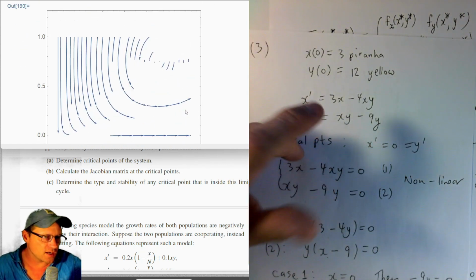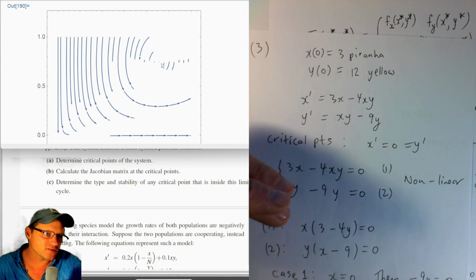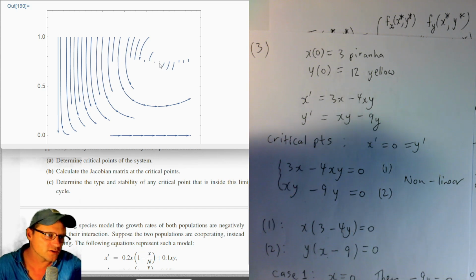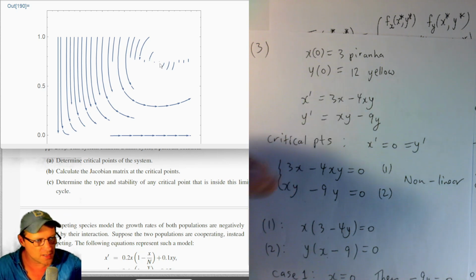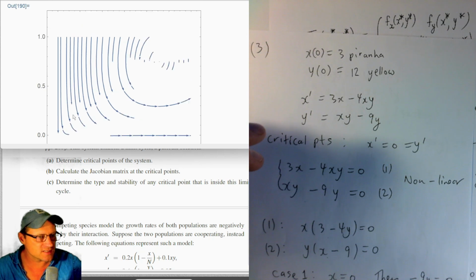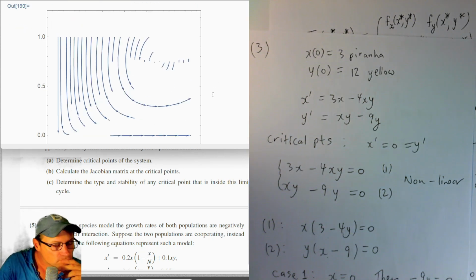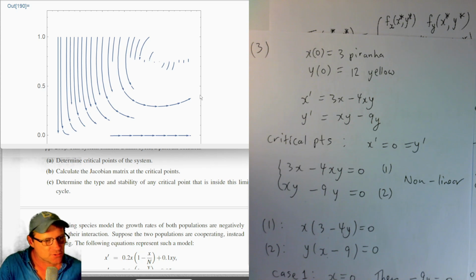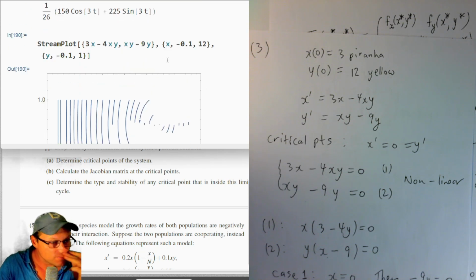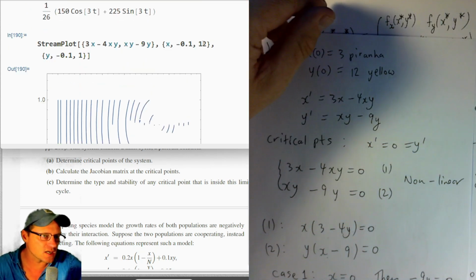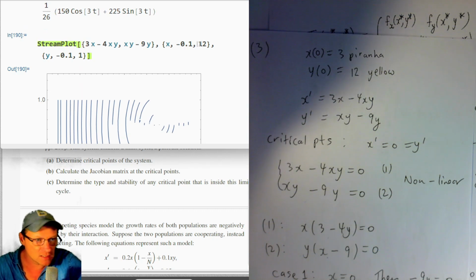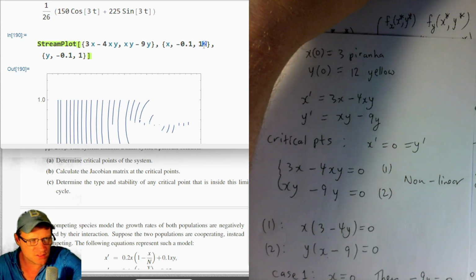All right, and so I can see there's a center there where I expect at (9, 3/4), and down here is a saddle, but what we want are more trajectories to be shown here, right? So I should go in the options and add more trajectories, but let's just take the x down to 10.